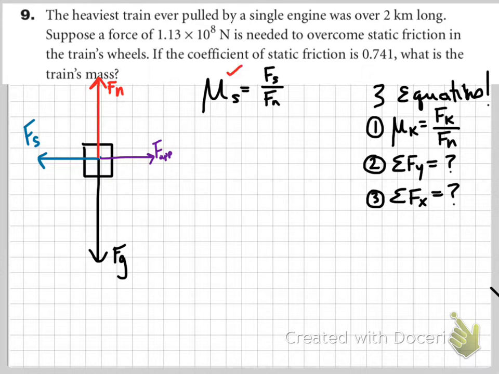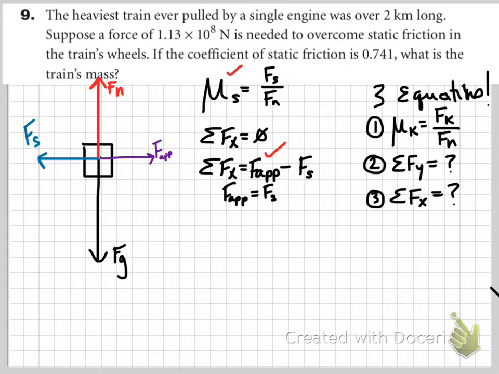Now in this case, we've been given mu s, but that isn't enough information to get us Fs. Not yet. So let's go to the x-axis, where we know that until the moment that the train begins to move, the sum of forces on the x is 0. We know that the sum of forces on the x is also equal to the applied force minus the force of static friction, and hey, we were given the applied force. Since it's 0, applied force equals force of static friction. Well, this means we can do a substitution back into the mu s equation.